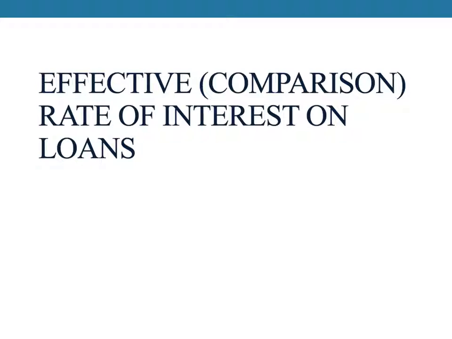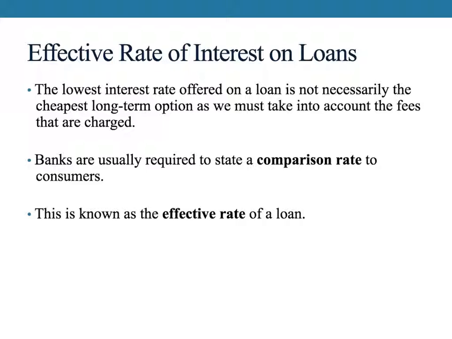This one's a little bit different in that it takes into account the fees on loans. So I will explain. So obviously you want a bit of a heading. The lowest interest rate offered on a loan is not necessarily the cheapest long-term option because we have to take into account the fees that are charged. So banks are usually required to state a comparison rate to consumers. And so this is where you get to learn what the comparison rate is. And we call it the effective rate of a loan.